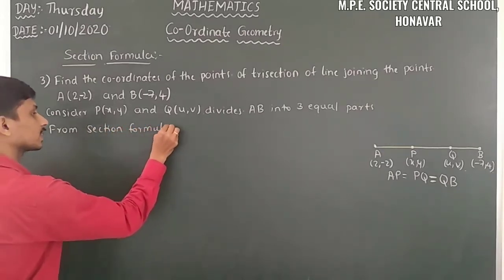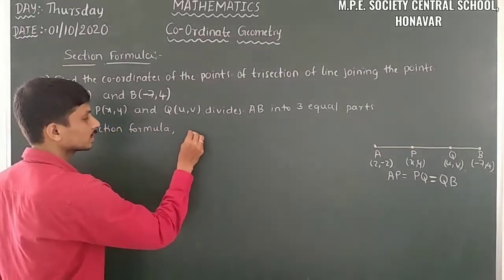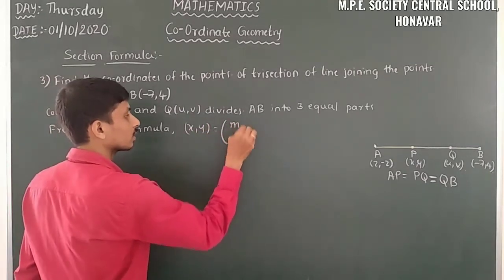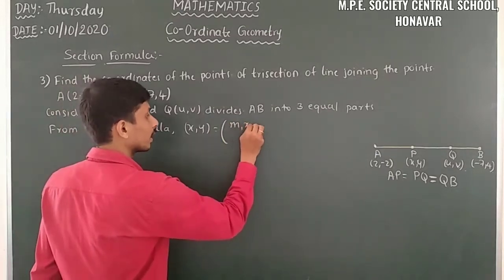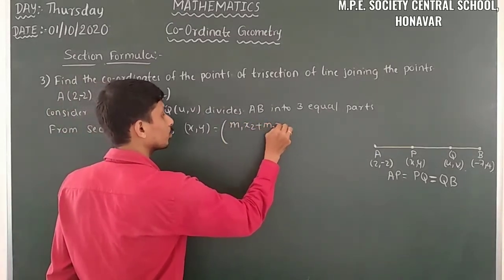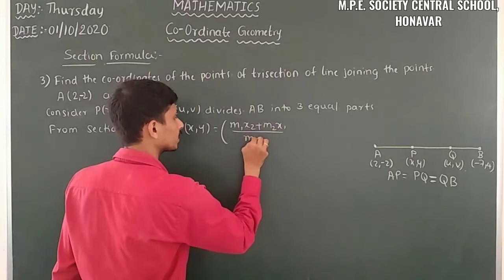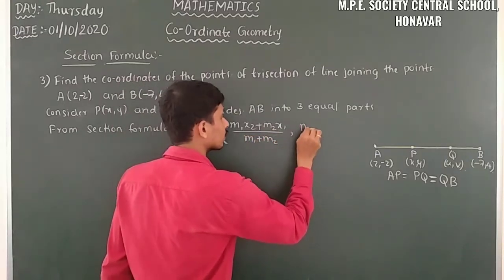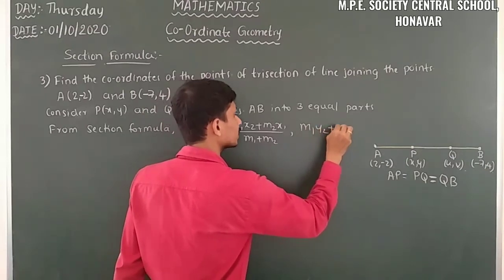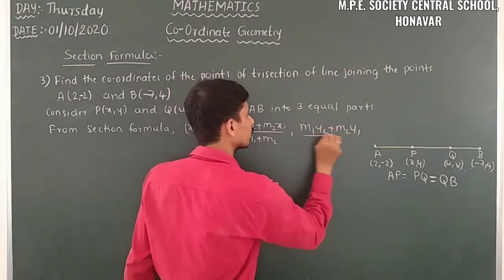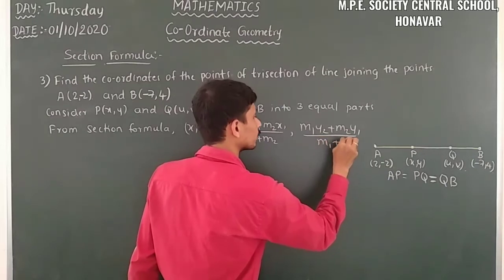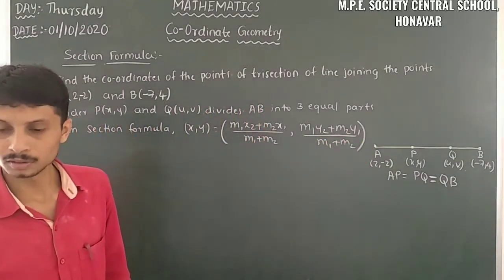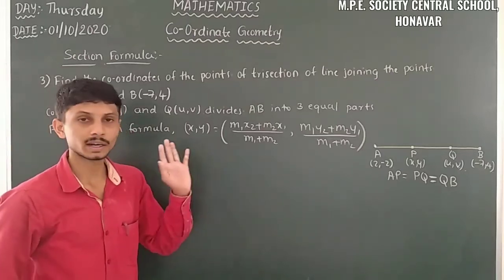So write the section formula here. For example, (x, y) is equal to (m1 x2 plus m2 x1) by (m1 plus m2), comma, (m1 y2 plus m2 y1) divided by (m1 plus m2). From this formula we have to find the values of x, y and u, v.